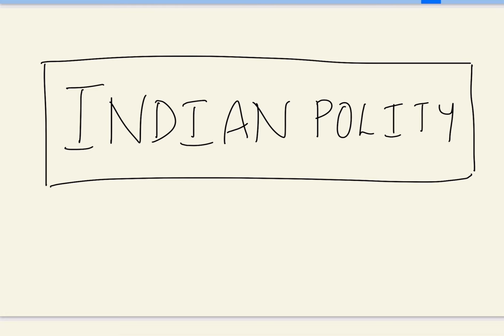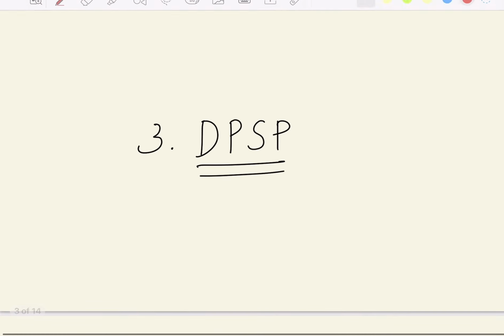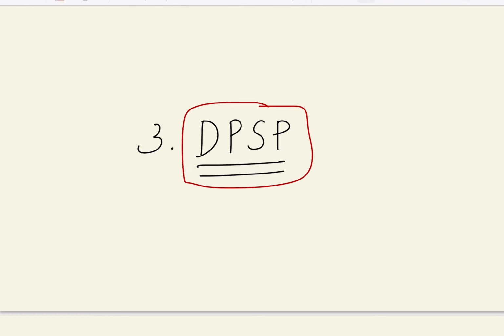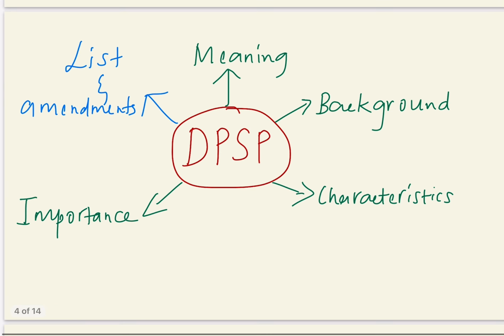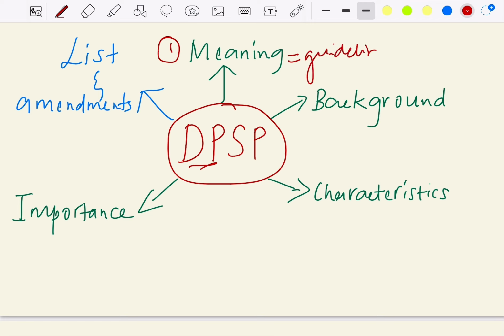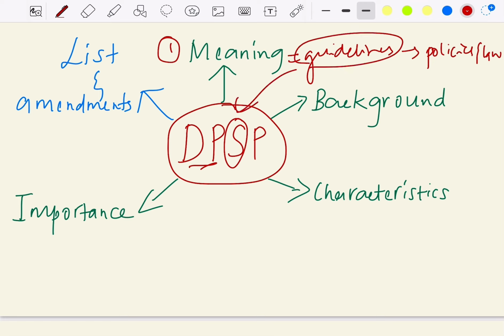So in our discussion on Indian polity, we had started with DPSP, that is, Directive Principles of State Policy. In our previous video lectures, I had said the topics that have to be covered in DPSP. Firstly, we must know the meaning of DPSP. The directive principles give guidelines or directions to the state to make policies. While the state is formulating policies or laws, the state has to have some guidelines, right? These guidelines are given by the Directive Principles of State Policy.